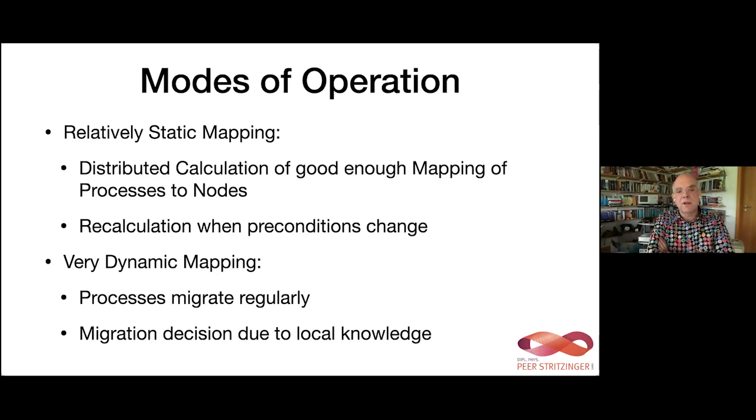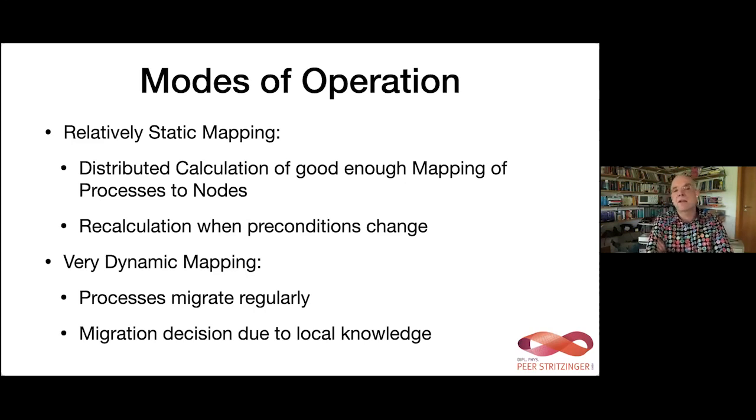And what we are working on in the next years in our research project, a funded project, is that we want to have this calculation of the good-enough mapping of processes to nodes also in a distributed way. I don't want any central controller node, because we don't have one. We have mesh networks, and we need to make it work without the central PC. It just needs to work. So the calculation is also a distributed application, which needs to auto-distribute itself. So we potentially have a chicken-and-egg problem.